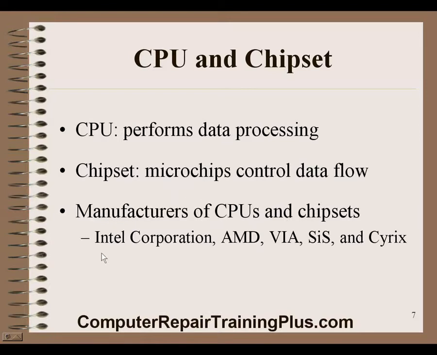Manufacturers of the CPU and chipsets. We have Intel, which is the major corporation for manufacturing of all CPUs. They have about 80% of the market. AMD probably has about 10%, and the rest comprise maybe 5 to 10%. We have AMD, VIA, SiS, and Cyrix.